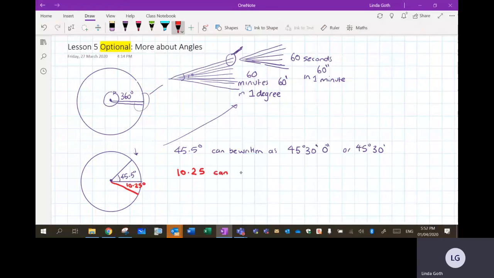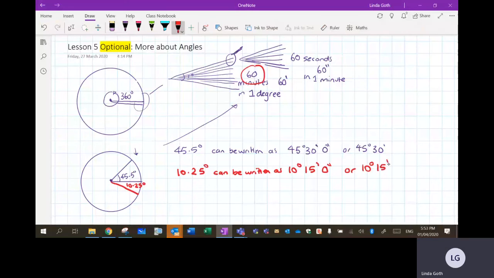0.25 is fairly commonly known as a quarter, so we can write it as 10 degrees and 15 minutes, because a quarter of 60 is 15, or 15 minutes in a quarter of an hour. And again, you can put 0 seconds if you like, or you can just write it as 10 degrees, 15 minutes.